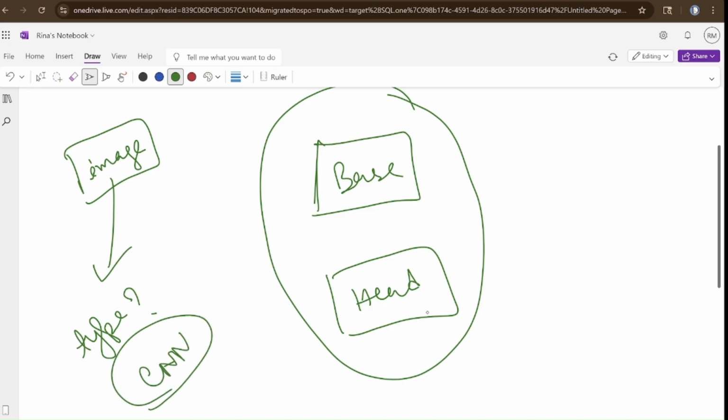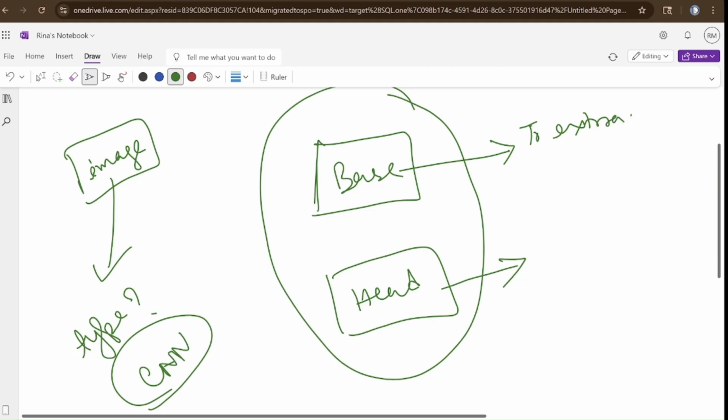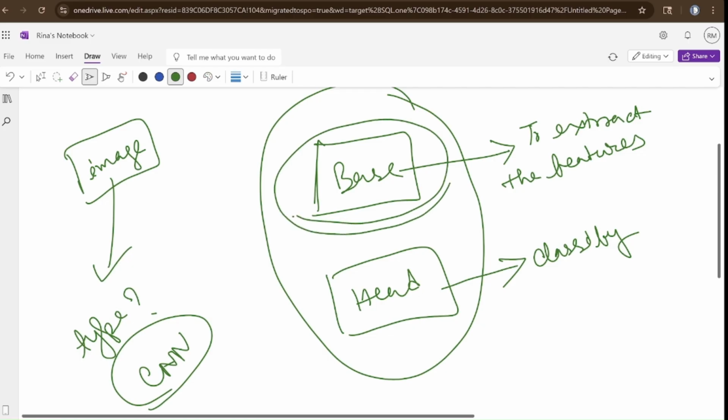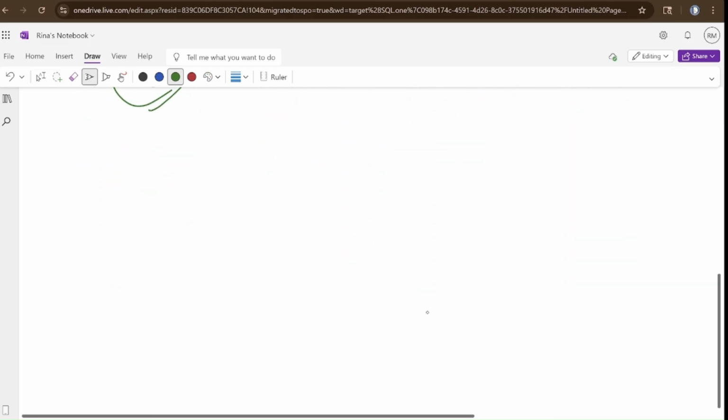This is the convolutional layer and it has two parts. One is the base part, another one is the head part. The base part is used to extract the important features from the image, and the head part will classify the image. That means it will tell you what the type of the image is. Okay, now in today's class we are going to understand what is inside the base. This is our main job today.